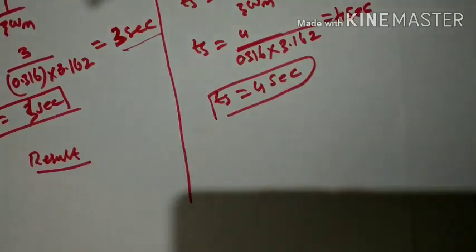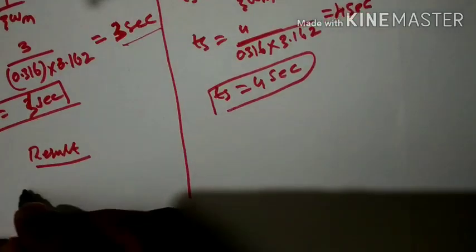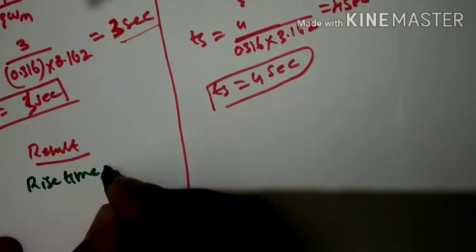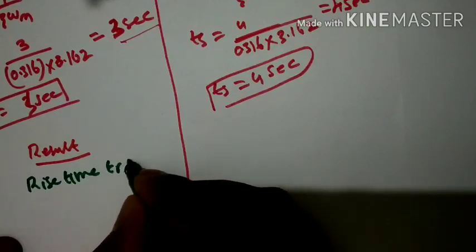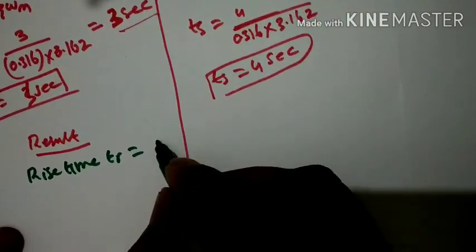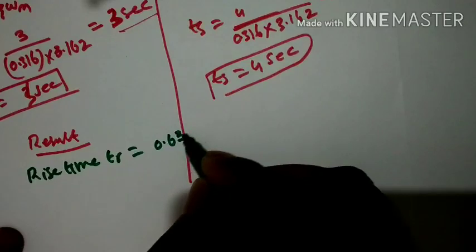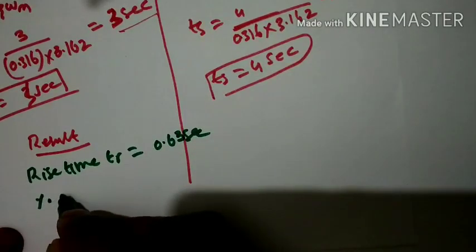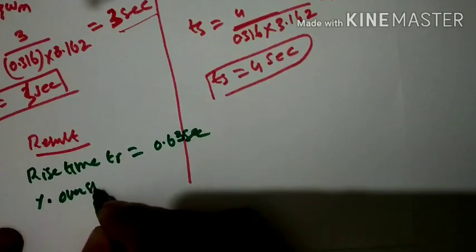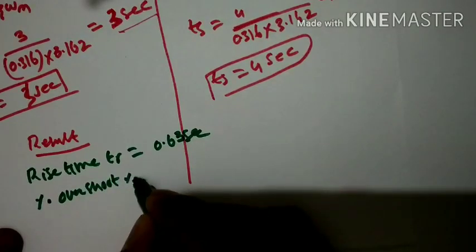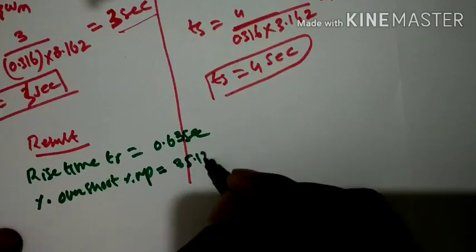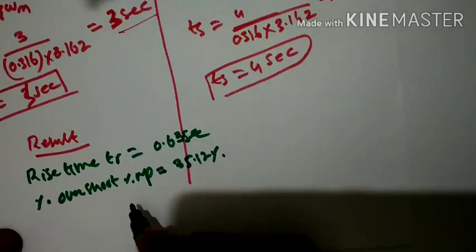I'm going to write the result. So what is the rise time you got? Rise time, that is Tr, is equal to 0.63 second. Okay. Next, percentage overshoot, that is percentage Mp is equal to 35.12%.